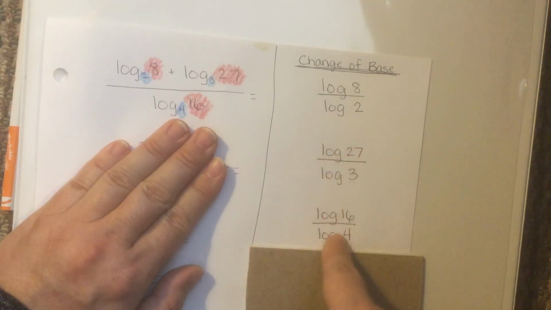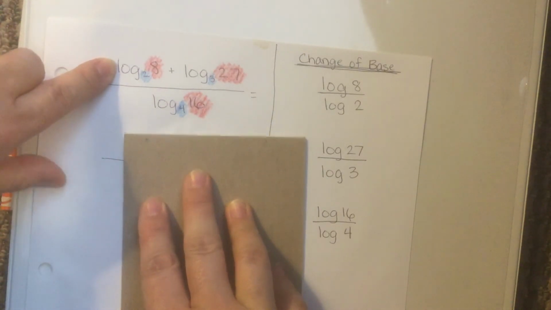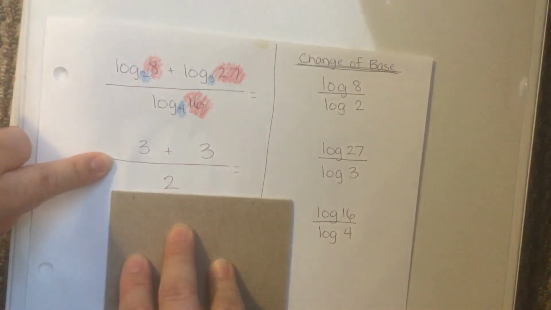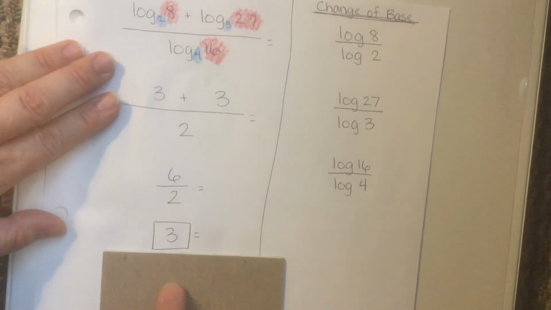Each time you put that into your calculator, you'll get a simple number. In this case, it is 3 plus 3 over 2. So 3 plus 3 is 6, and 6 divided by 2 is 3.